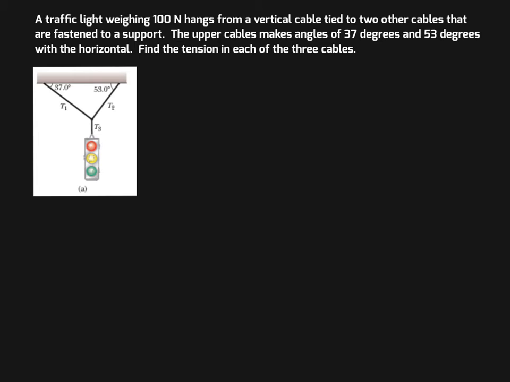And I'm going to draw another free body diagram here now. And this free body diagram is going to be taking a look at this point right here. So we're going to have T3, and then we're going to have T2 like this, and then we have T1. Okay, and there's T1. So we know T1 is at 37 degrees, and then we know T2 is at 53 degrees. Okay, so there's our situation.